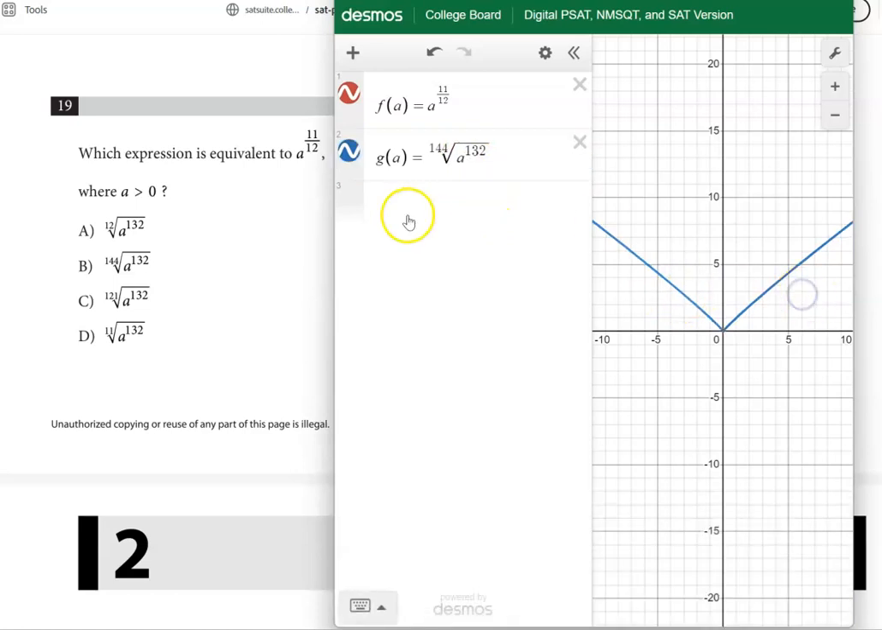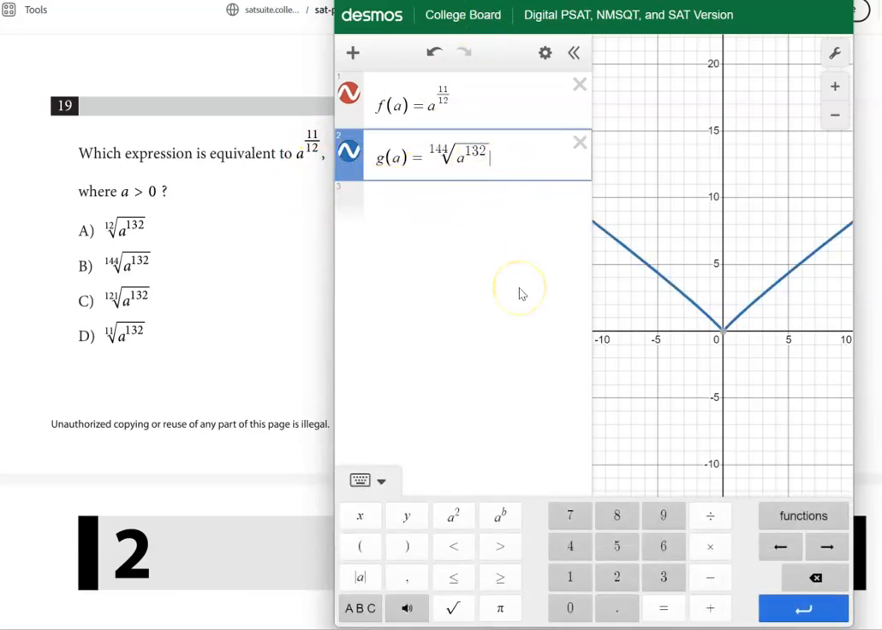Now this one looks like it might be different, but hold on. It says which expression is equivalent to a to the 11/12 when a is greater than 0. So what I want to do is I want to restrict this and use the little curly brackets. These are over by your P on your keyboard. And type in this domain, A is greater than 0.